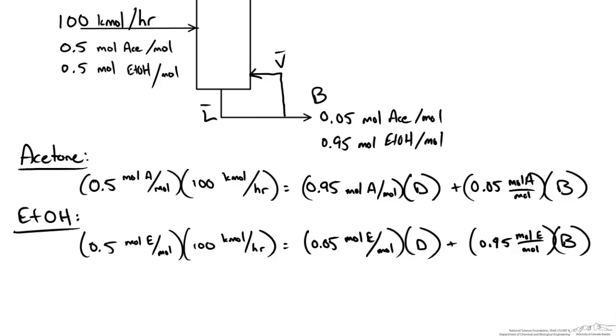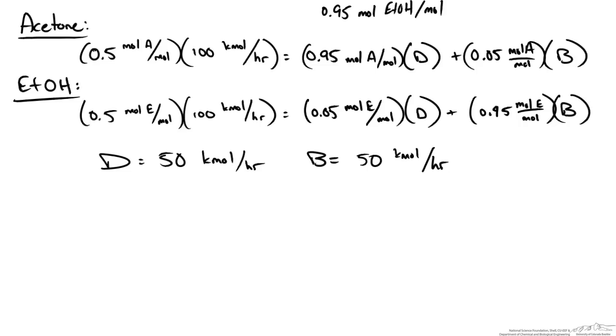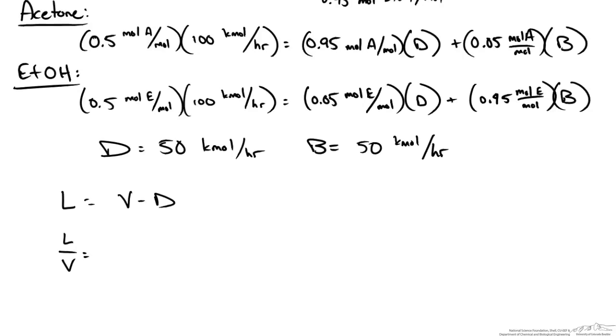So our flow rate for our distillate stream D is 50 kmol an hour, and therefore a bottoms flow rate of 50 kmol an hour. The last part asked us to determine L and V bar, the other flow rates leaving the condenser and the reboiler. So let's start with L, the liquid flow rate. We know that L is equal to V minus D. We also know L over V is 0.868. So using our flow rate D and this ratio, we could solve for L.